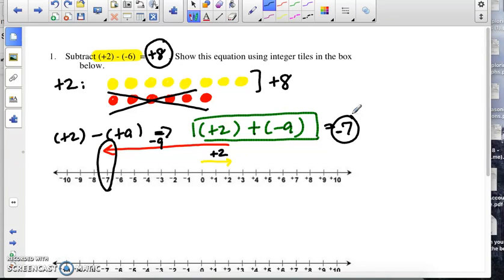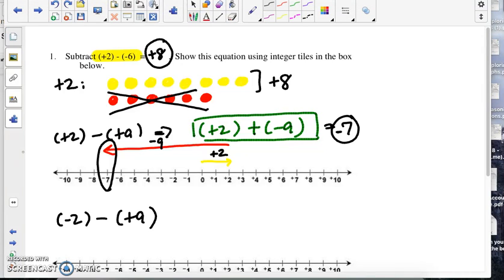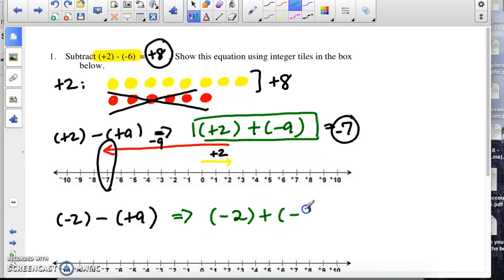If you're still confused, don't worry, we'll do the next one together as well. Okay, the next example is negative 2 minus positive 9. Now, it may be easier for you to think of it in terms of addition. So what I'm going to do is, in a different color off to the side like what I did in the example above, rewrite this equation. Because as we illustrated above, we're actually adding and we're doing the opposite thing. So negative 2 minus positive 9 is actually the same as negative 2 plus negative 9.